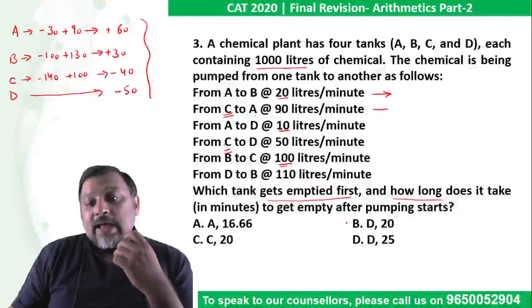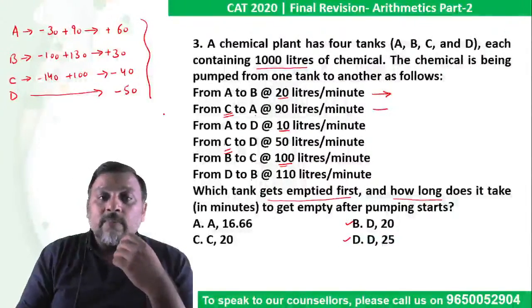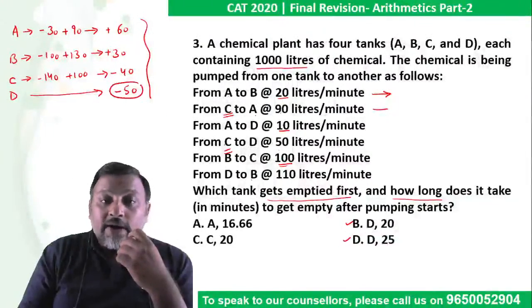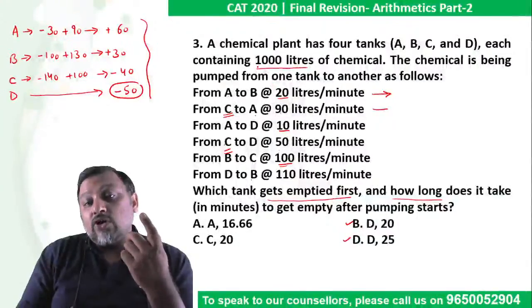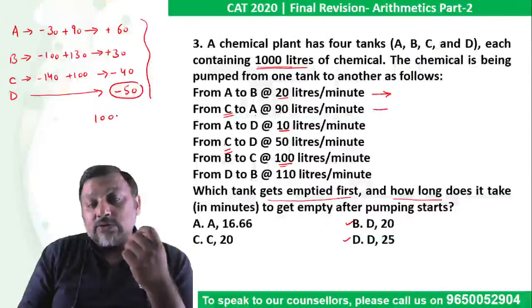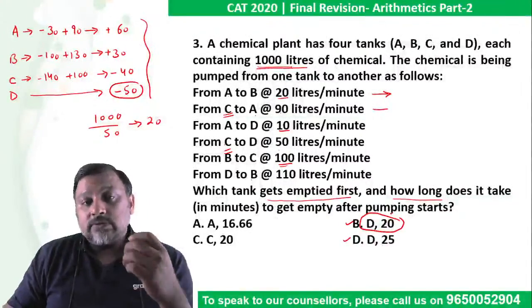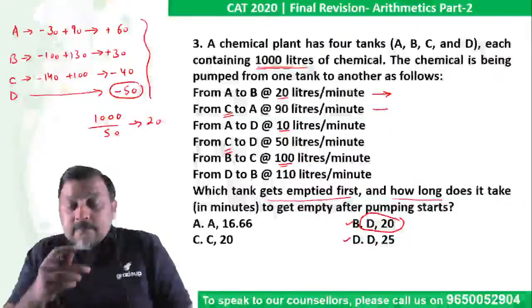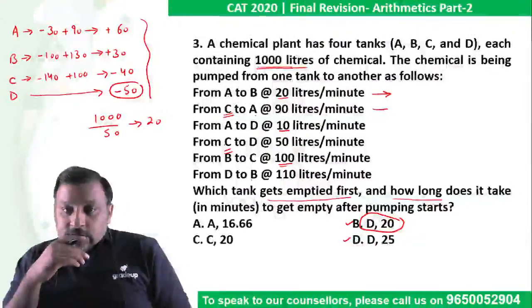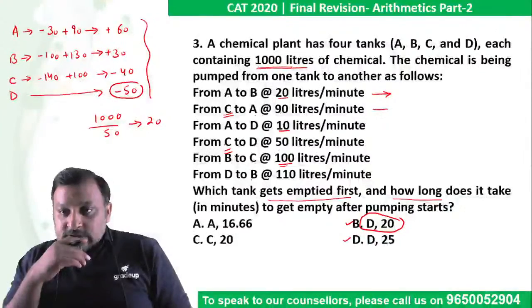So it is either B option or D option. This is the net outflow in D and the initial volume is 1000. So time taken is 1000 by 50, which is 20. So it has to be B option. Okay, Geeta, answer is B. Very good, Harish.